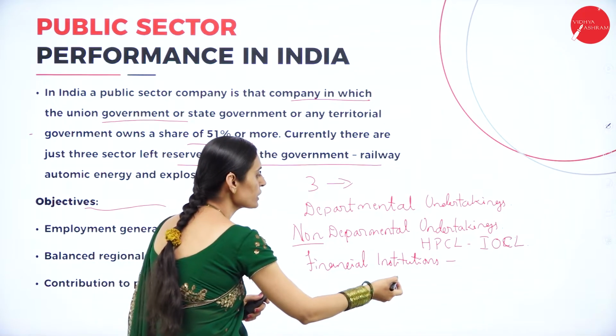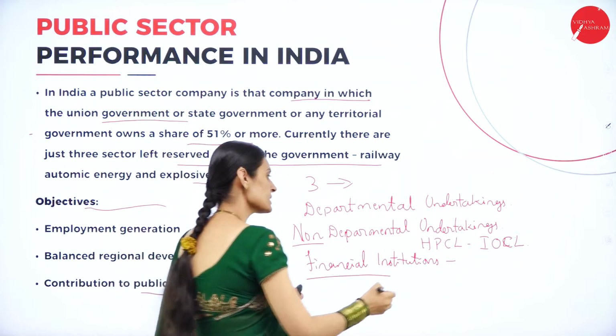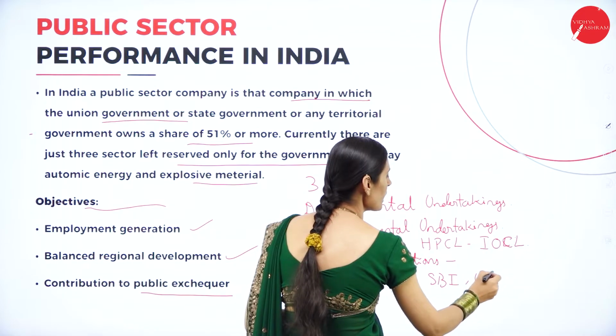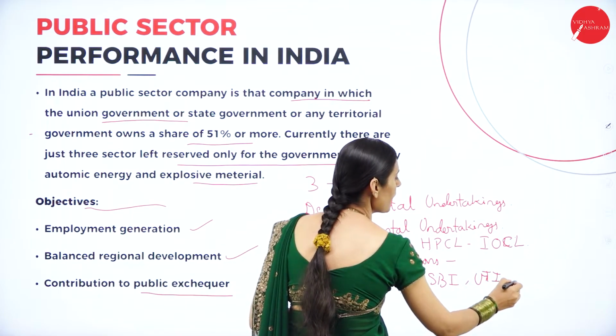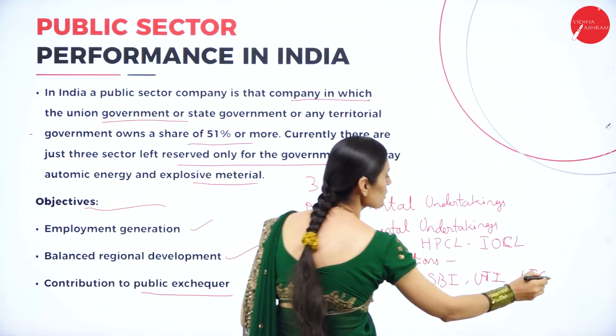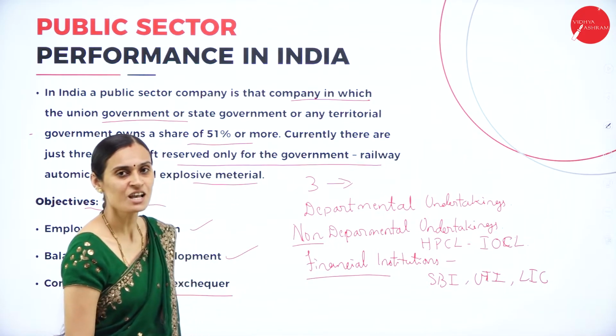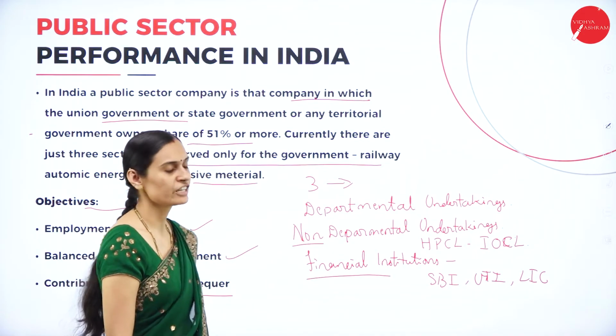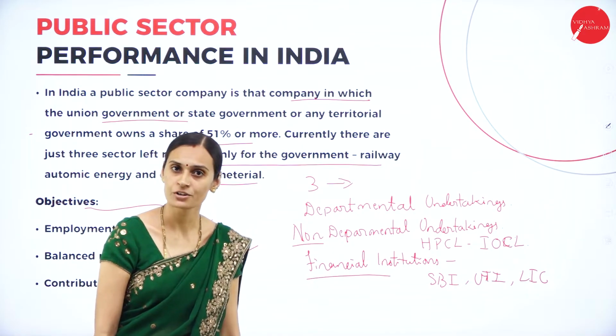And the next one, financial institutions. Yes, SBI, then UTI, Unit Trust of India, and then Life Insurance Corporation. So these are all considered as financial institutions. Yes, these are all the different three categories of public sector undertakings.